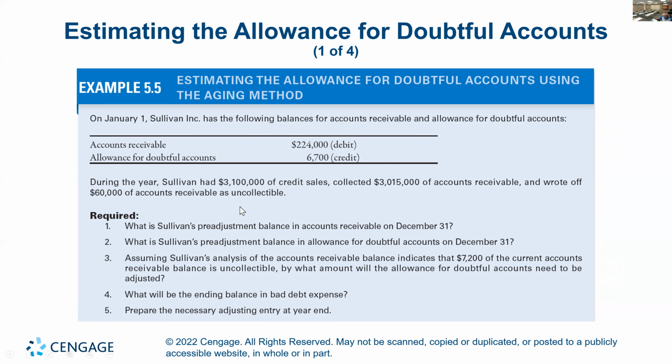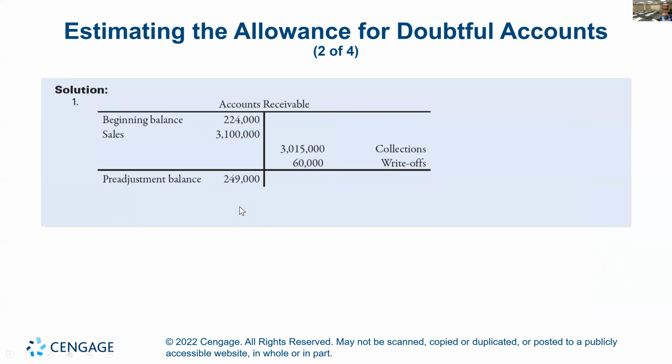So what is our pre-adjustment balance in accounts receivable for December 31st? We had a beginning balance of 224,000. The sales went up by $3,100,000. When we collected some, we made a credit journal entry, so it went down. And then the write-off, when it happens, also makes our receivable go down. So our pre-adjustment value is $254,000 in accounts receivable at the end of the year.